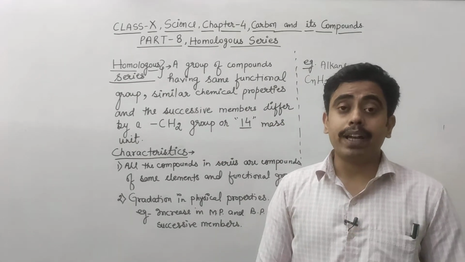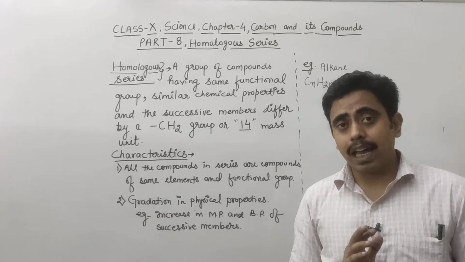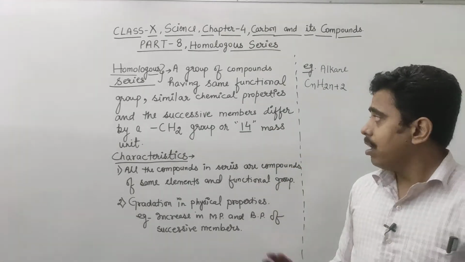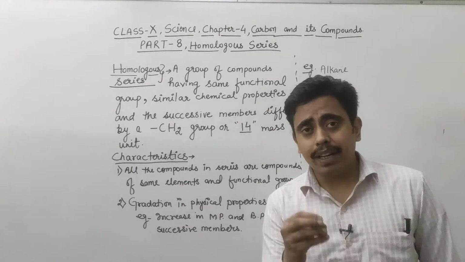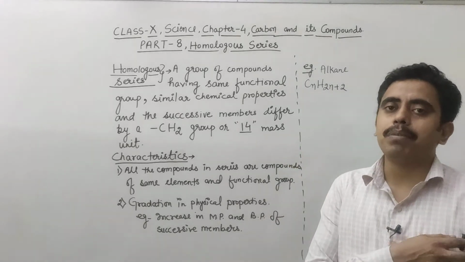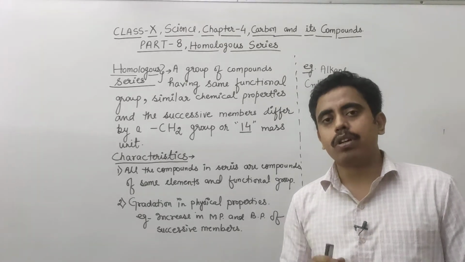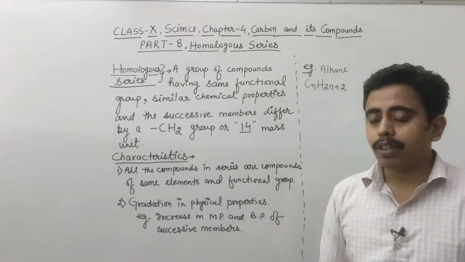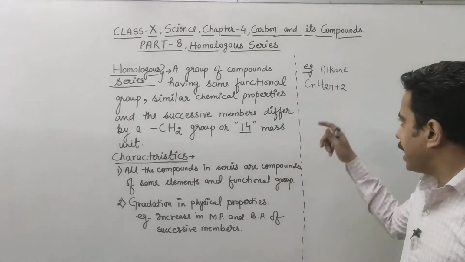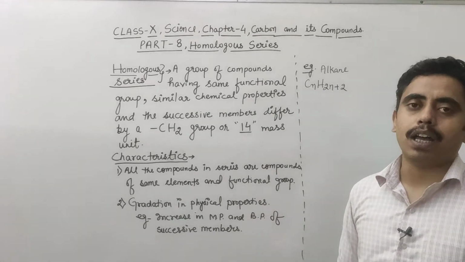So we have already studied the types of hydrocarbon. We have also already studied the alkanes and alkynes. You must remember these have been taught in the earlier sessions of the YouTube channel. Today let's take one example of alkane. Alkanes are the hydrocarbons which have single bond between carbon and carbon. What is the general formula of alkane? It is CnH2n+2, where n is equal to the number of carbon atoms.